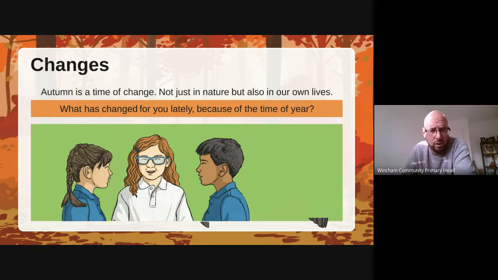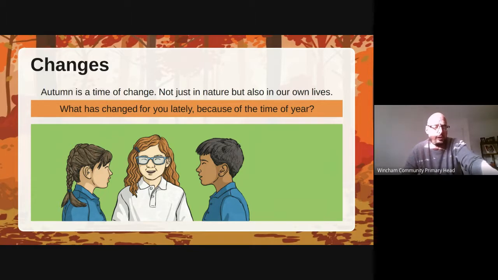Now, autumn's a time of change, not just in nature, but also in our lives. So what's changed for you because of the time of year in the last few weeks? Share those ideas with your friends. Now, particularly, you're in a different year group. Some of you are in a completely new school. And you might be in a different class as well. You might be sitting next to somebody different. So we've had changes in our lives as well.